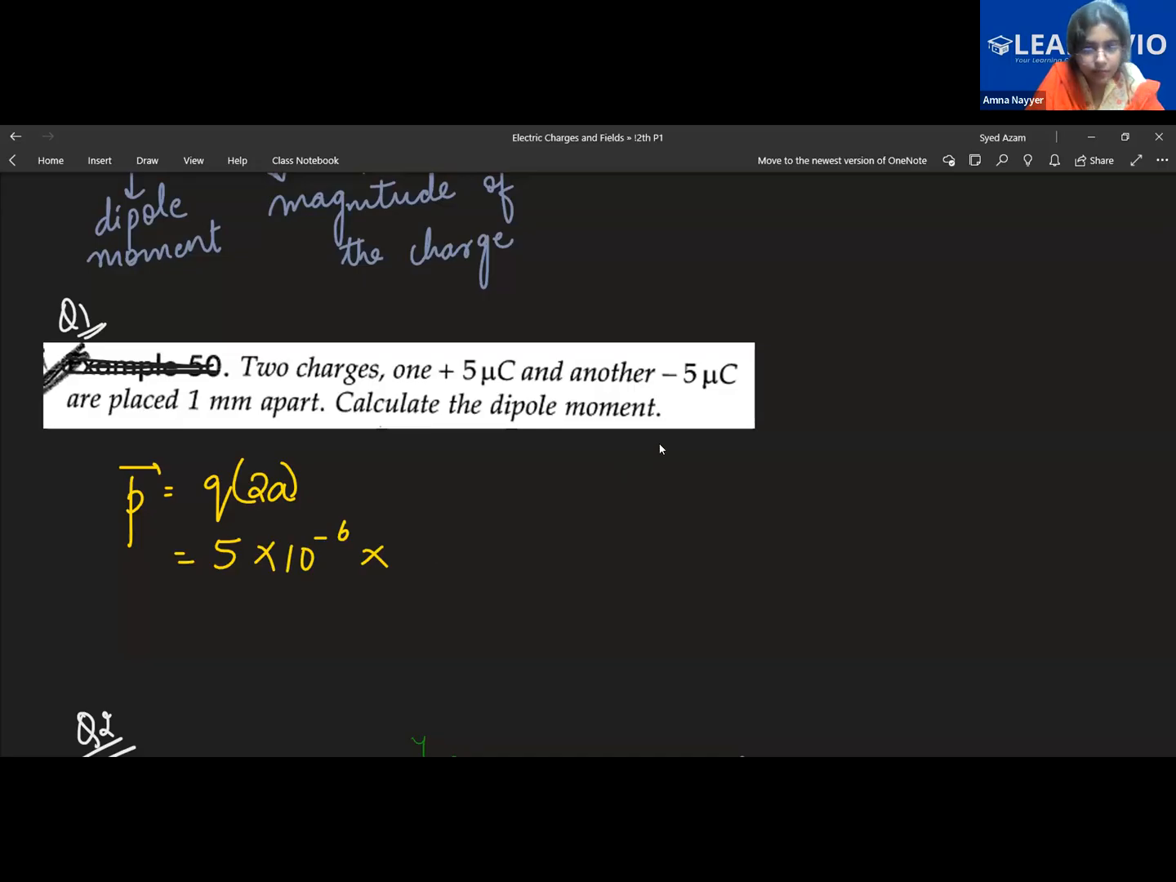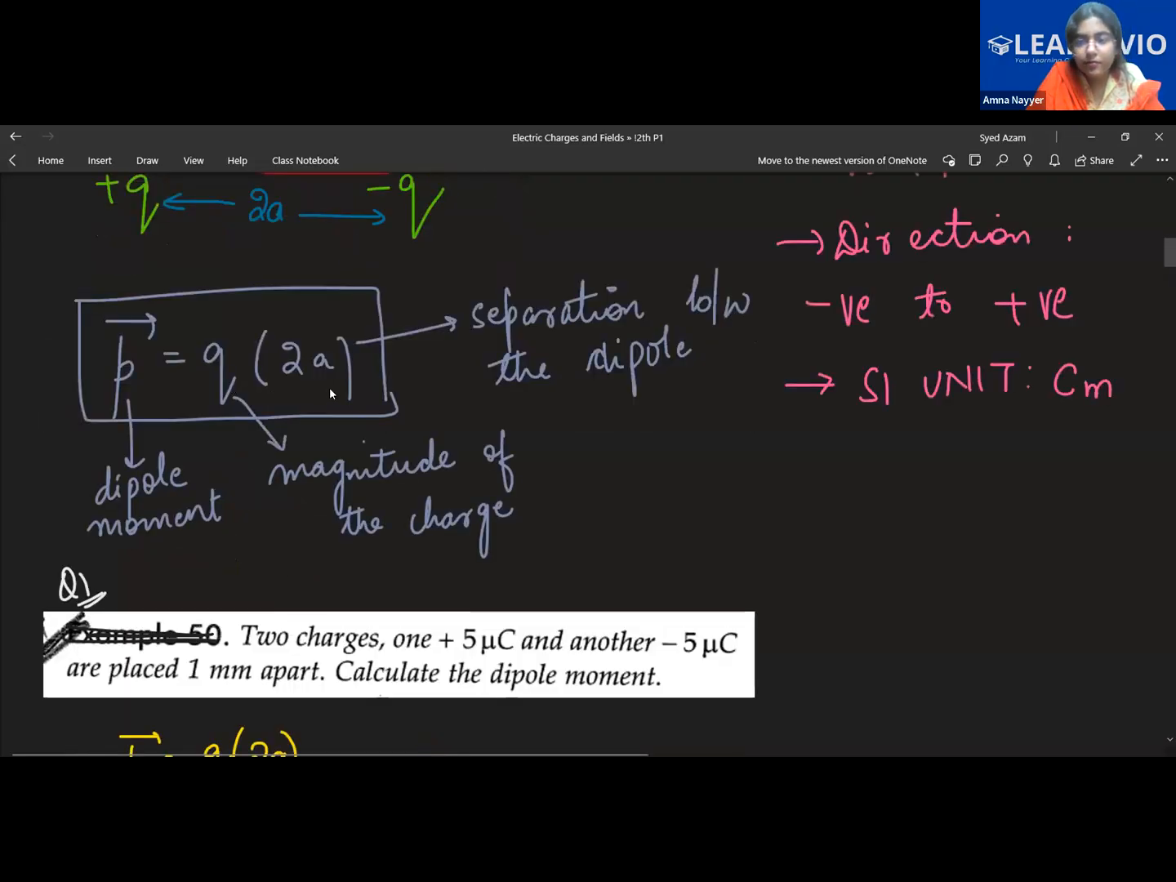Because it's written 2A. And what did I tell you? What is 2A? The distance, the separation between the dipole. It means the distance separation between the two charges. And I specifically told you also, don't double it. 2A is the separation. If the charges are separated by 1 millimeter, your 2A will also be 1 millimeter only. That's why your answer was wrong.